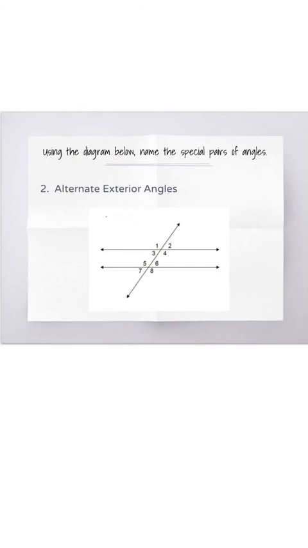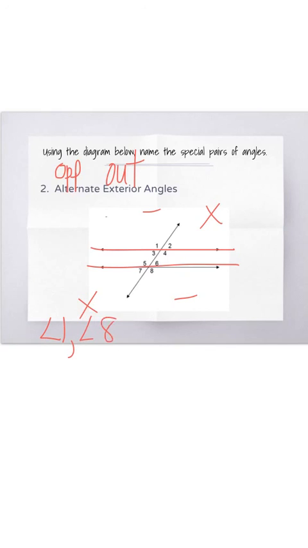Number 2, alternate exterior angles. Remember that alternate means opposite and exterior means outside. So we're looking for outside of the parallel lines and opposite side of the transversal. This could be angles 1 and 8, or angles 2 and 7.